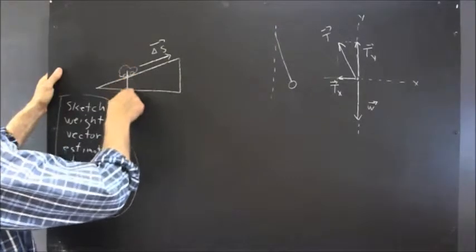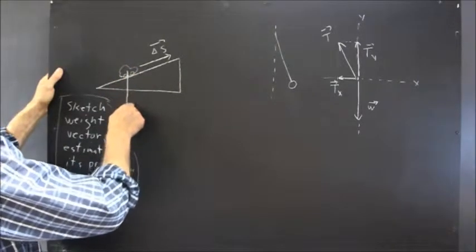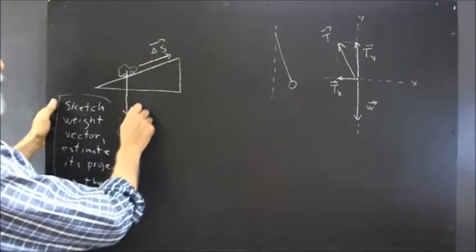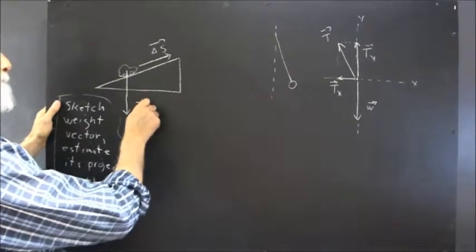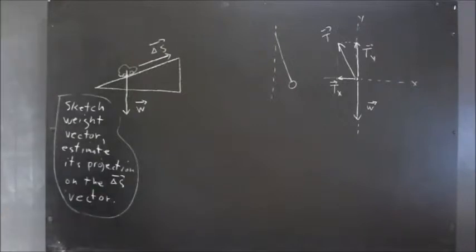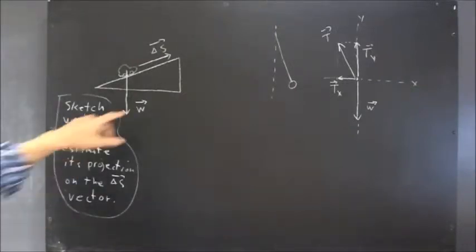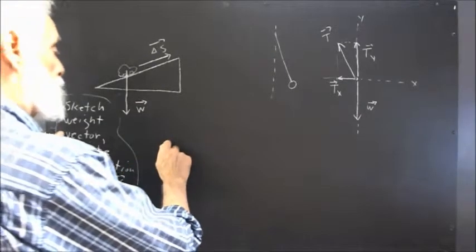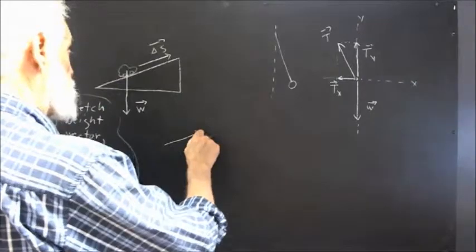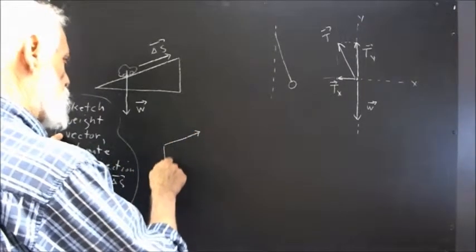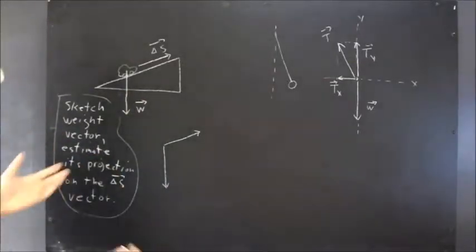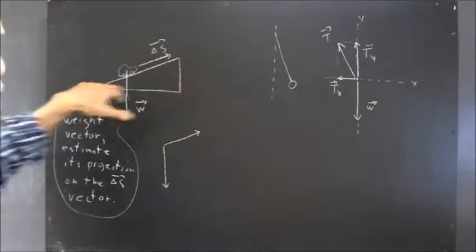Now, you don't know how long to draw the weight vector. Let's just draw it at some reasonable length. Okay, so here's the weight vector, lowercase w. Now we want to project the weight vector onto delta S. You should then sketch the delta S vector and the weight vector, probably someplace other than this sketch. And I'll say that you should have sketched this.